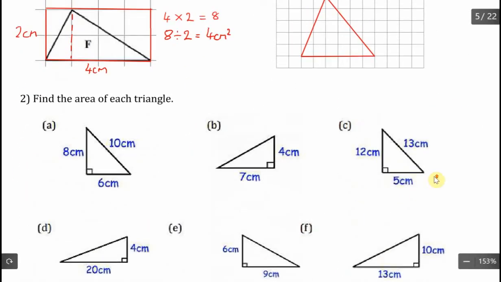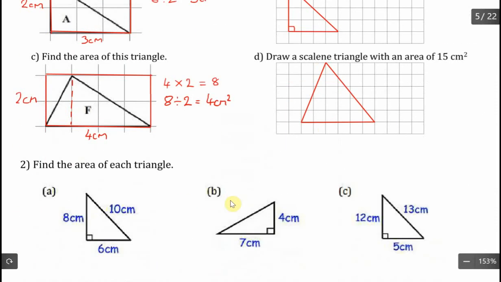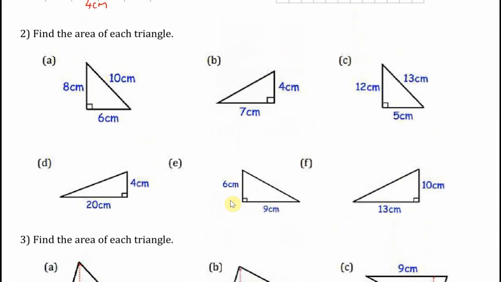Okay, we're just going to apply this formula to all of these questions down here now. So I'll have a go at one, you pause the video, have a go at the rest, unpause it and mark your work.